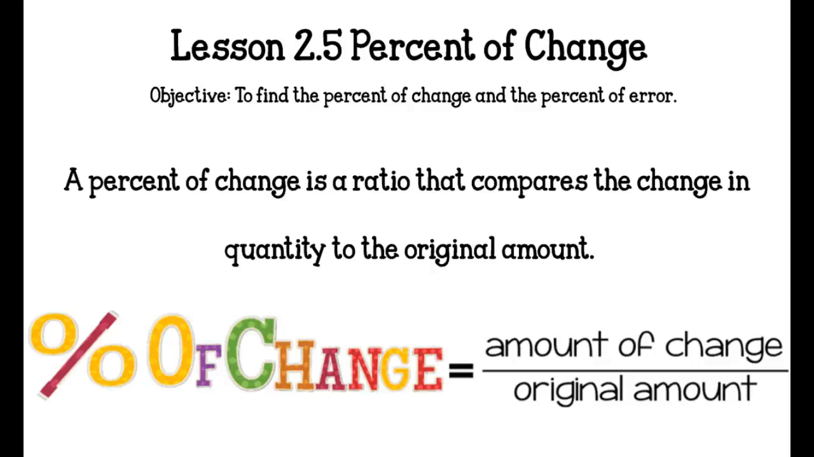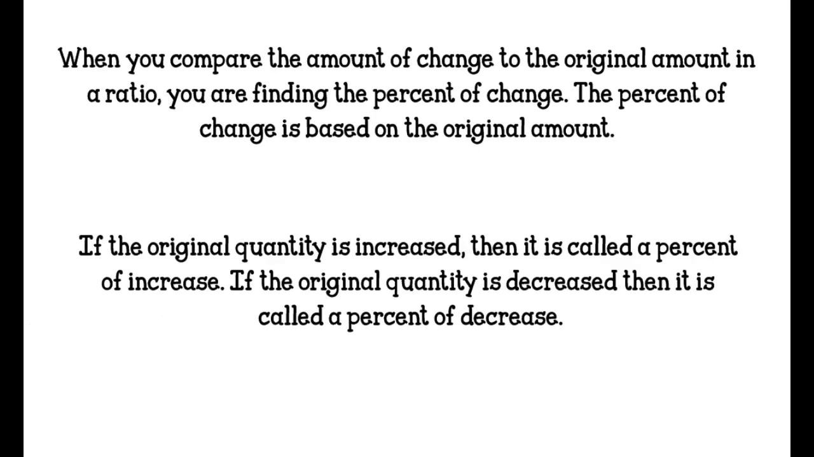Okay, lesson 2.5 is percent of change. Our objective is to find the percent of change and the percent of error. A percent of change is a ratio that compares the change in quantity to the original amount. So this is just a little reminder, you're finding the amount of change over the original amount. When you compare the amount of change to the original amount in a ratio, you're finding the percent of change.